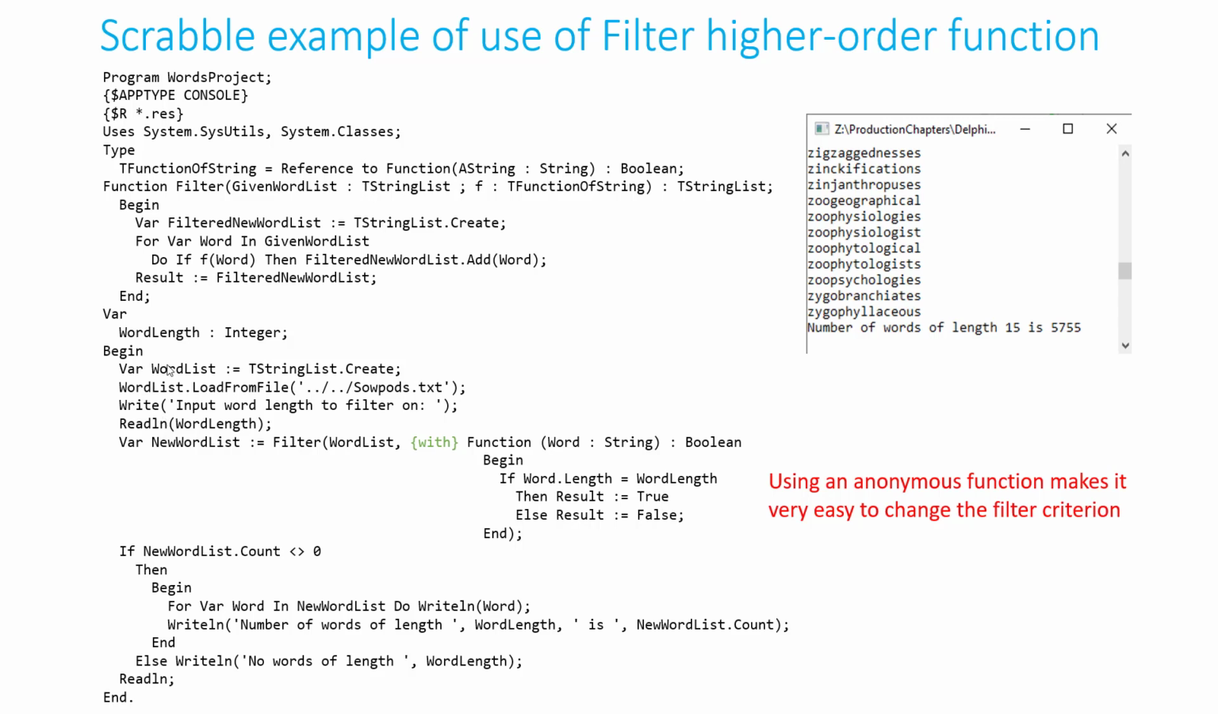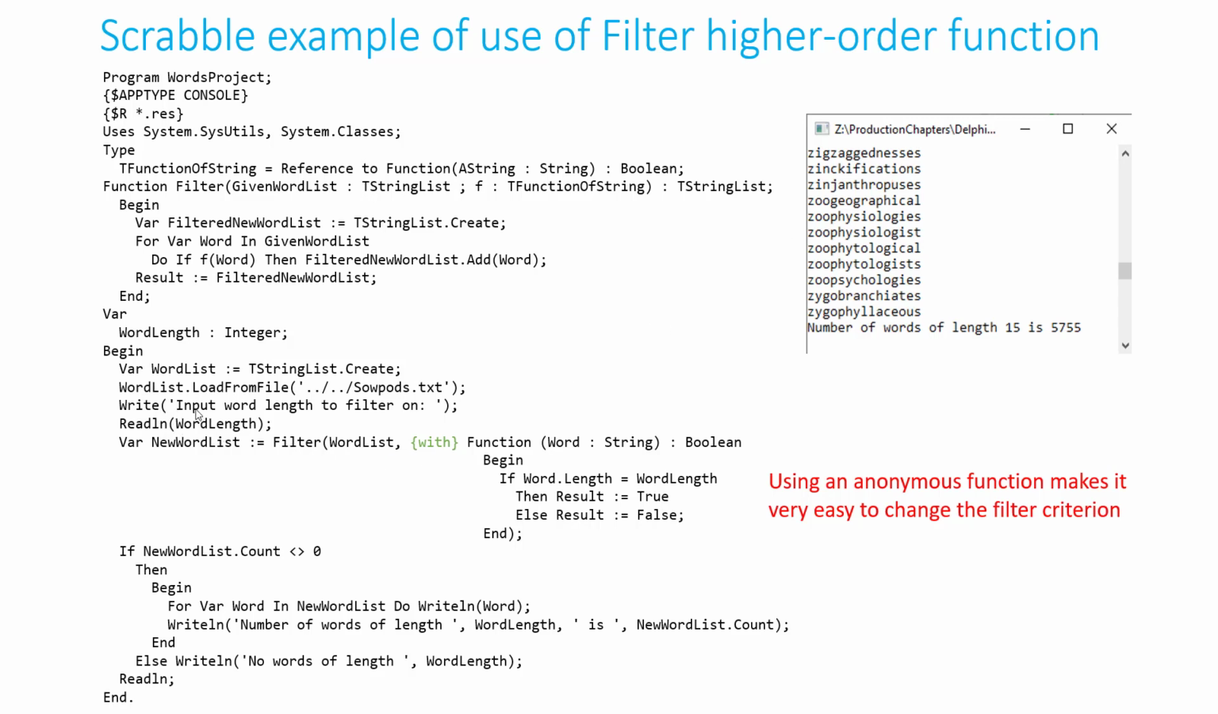Okay, so in the main begin end block, we have another inline inferred data type reference variable word list, which is going to reference a list which we've created with the create class procedure belonging to the class t-string list. Then we use the method load from file to initialize this word list, and we're going to use a text file which already contains words in alphabetical order of different lengths.